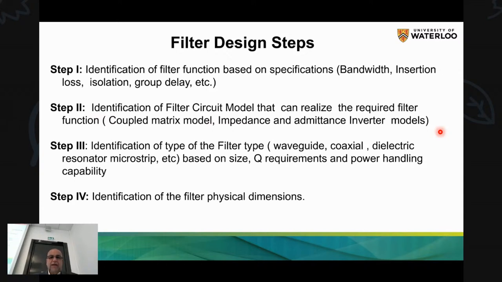After you do that, based on the circuit model and the requirements, you need to figure out whether you're going to use coaxial resonators, dielectric resonators, waveguide resonators, lumped element resonators, or whatever. And then the name of the game is how to convert the circuit model into physical realizations and get the filter response.